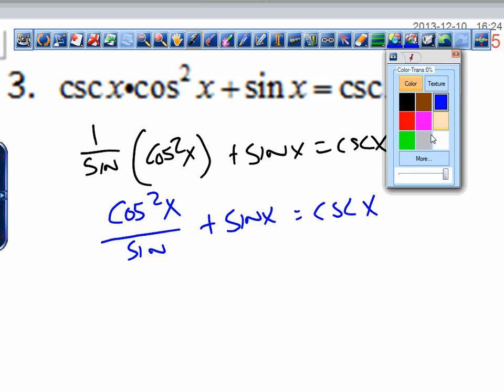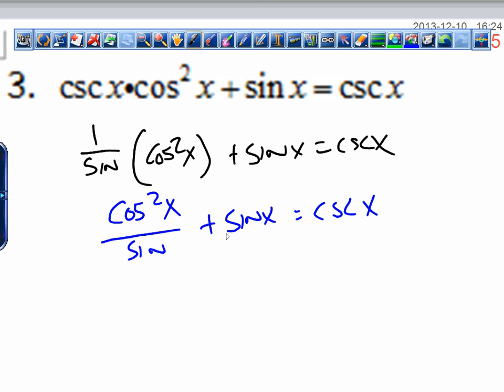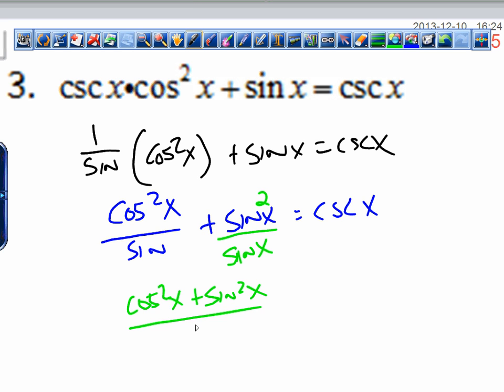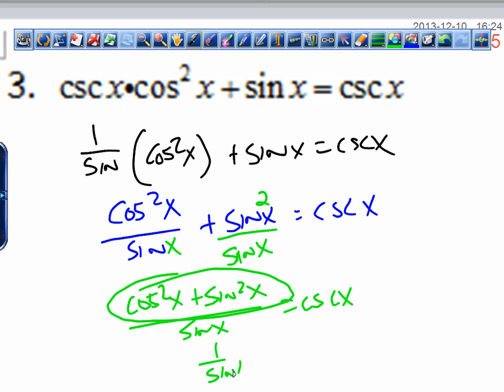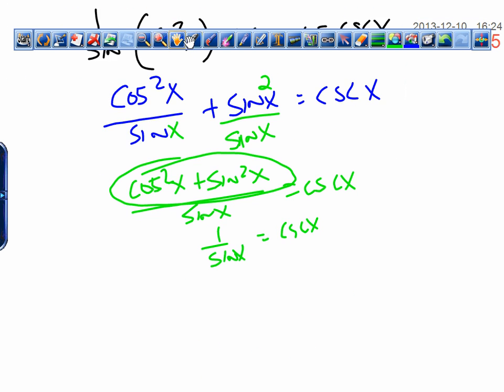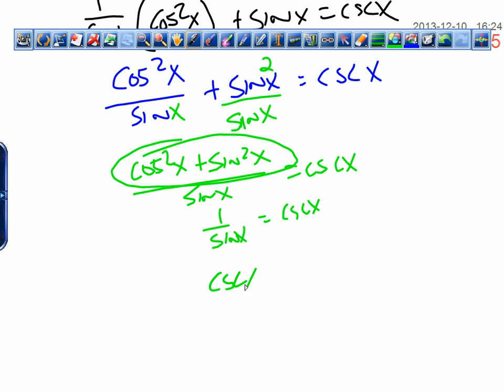And the last thing to do is find a common denominator. Well, with this, our common denominator is going to be sine. So if I multiply the bottom, I got to multiply the top, which is going to be sine squared. So then lastly, cosine squared x plus sine squared x. We can do that now that we have a common denominator. This whole thing is 1. 1 over sine x is equal to cosecant of x, which is cosecant of x. Boom.